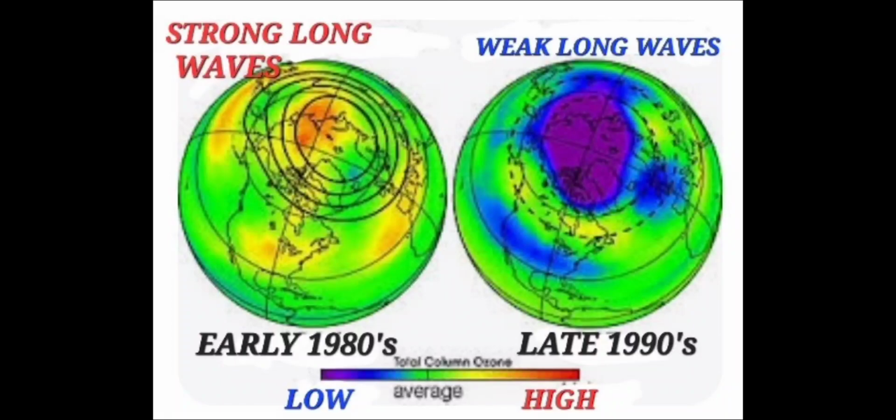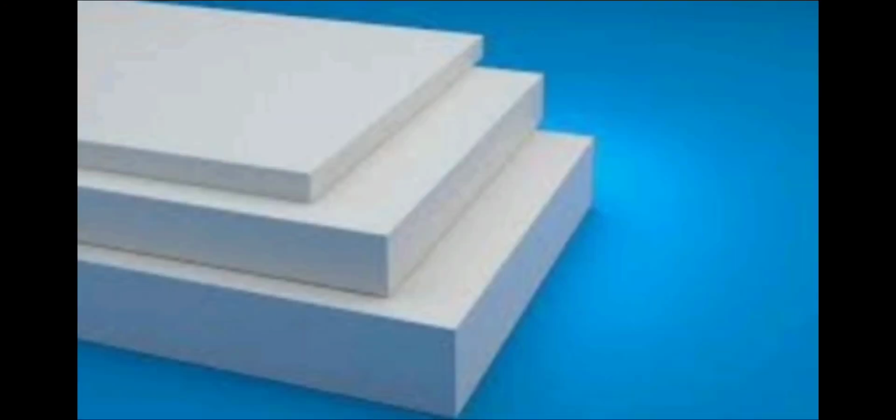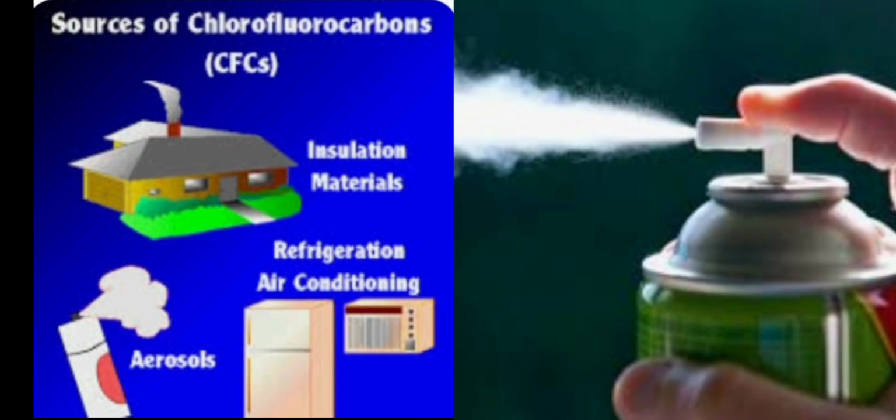Now, let us know what the causes of ozone layer depletion are. The main causes are manufactured chemicals, especially the halocarbon refrigerants, solvents, propellants, and foam blowing chlorofluorocarbons and hydrochlorofluorocarbons. These are also called halons. These are all ozone depleting substances.